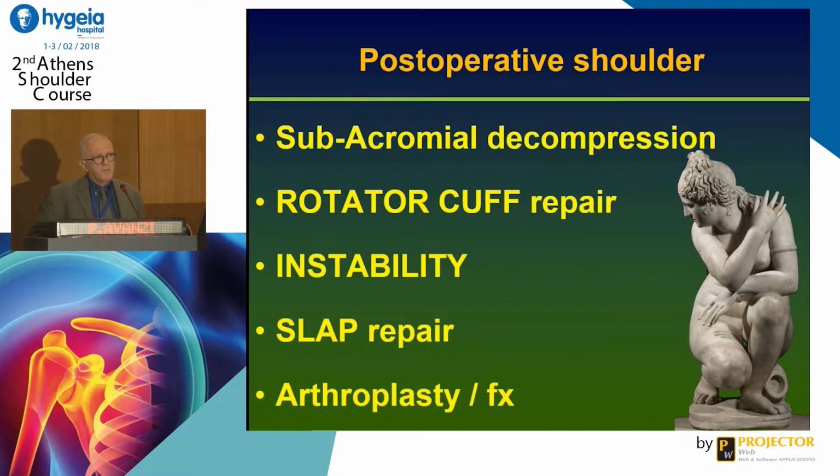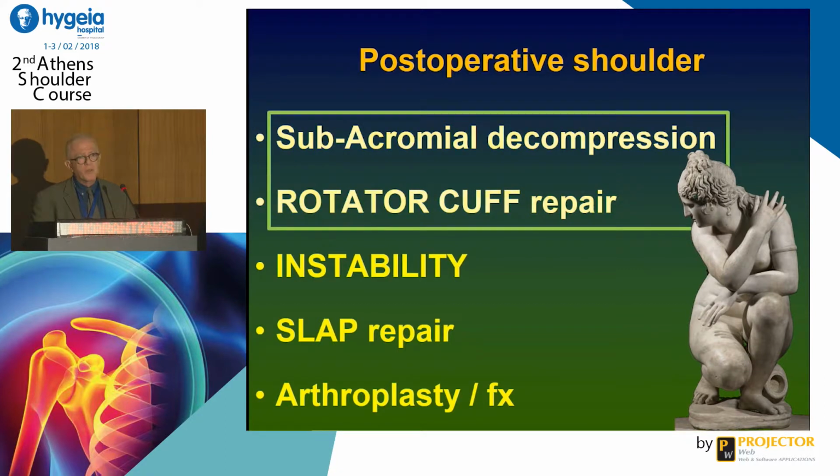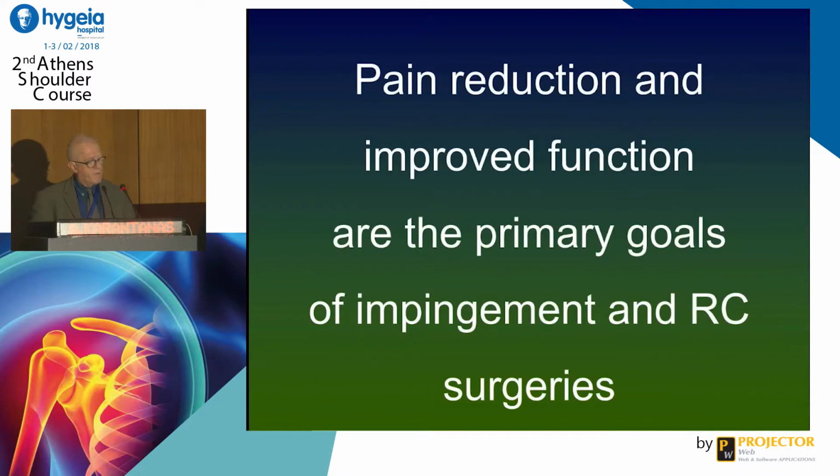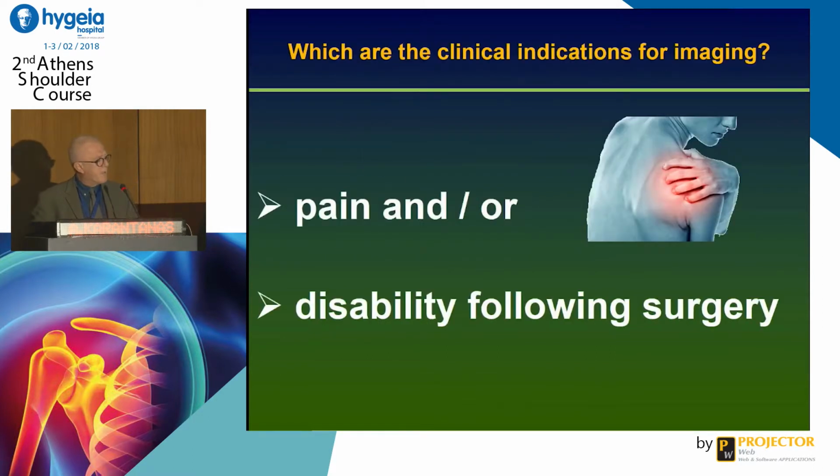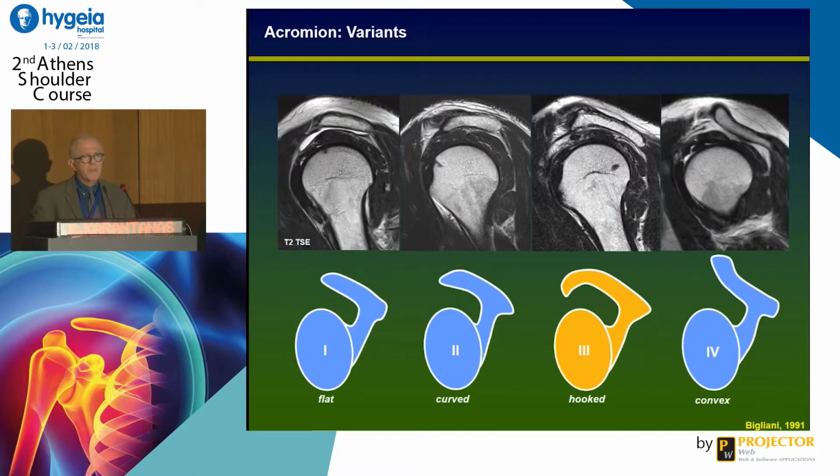The spectrum of surgeries in the shoulder pathology is quite wide, as you see here, but I'm going to address in the next minutes the subacromial decompression, which can be performed alone or in conjunction with rotator cuff repair. So the primary goal of surgeries regarding impingement and rotator cuff tearing is reduction of pain and improved function. Therefore, the main clinical indications for imaging in the postoperative setting is pain and/or disability following surgery.